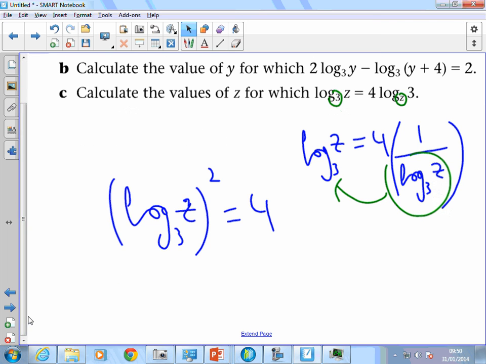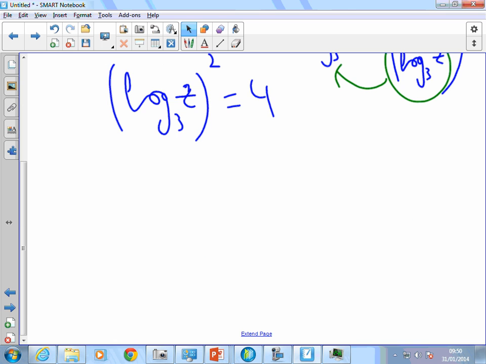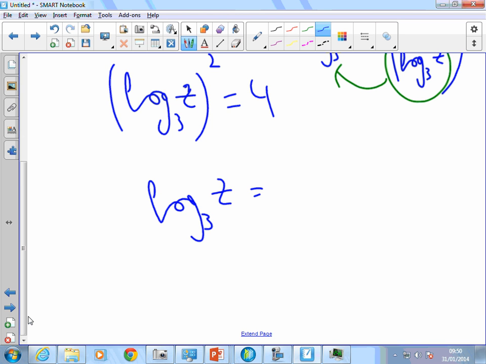Now I can't find z until I get rid of this 2. Now, log with base 3 of z is equal to plus or minus 2. I square root the 4. So therefore, z is equal to, again, we go back to our definition of a log, 3 to the power of 2, which is 9, or 3 to the power of minus 2, which is 1 over 9.